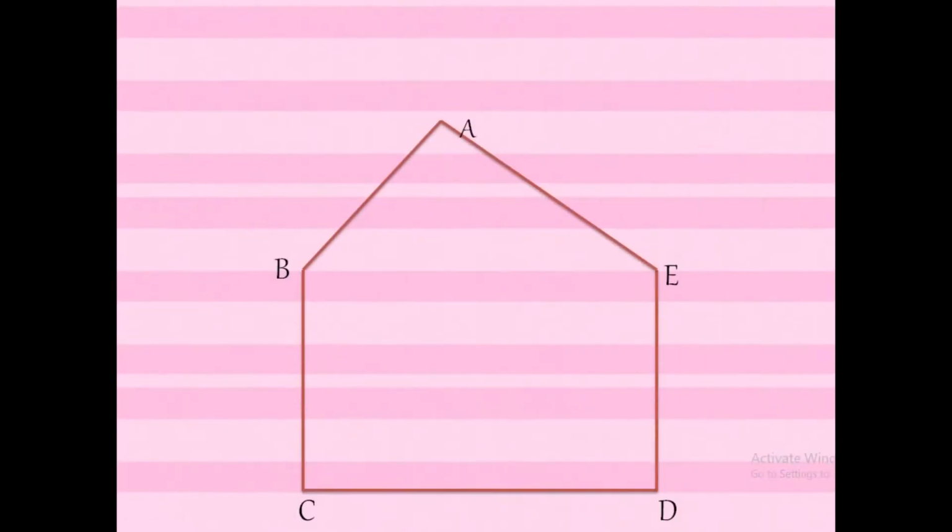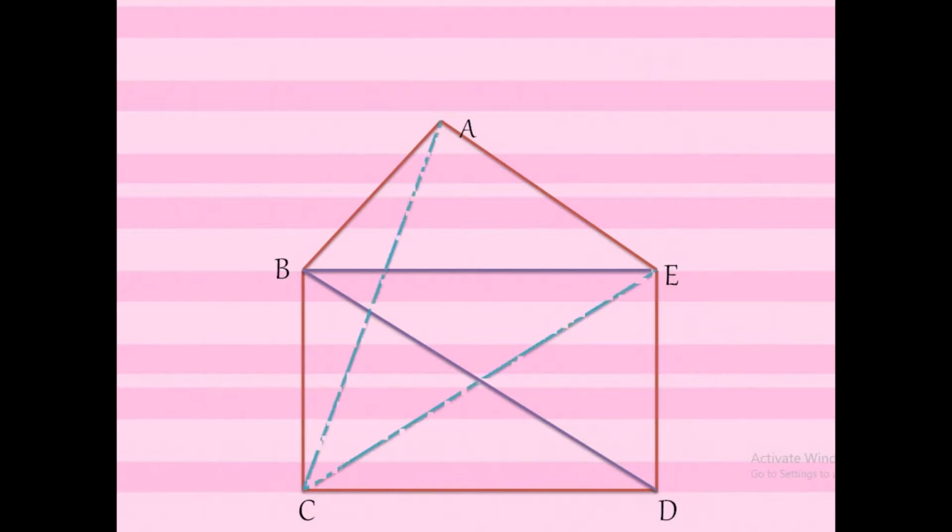Let's think about the diagonals now. In this polygon ABCDE, I can join BE and BD, right? B and E are non-adjacent vertices. B and D are also non-adjacent vertices, correct? So I just join the non-adjacent vertices BE and BD. Another one: here A and C are non-adjacent vertices. C and E are also non-adjacent vertices. We just join the non-adjacent vertices AC and CE.